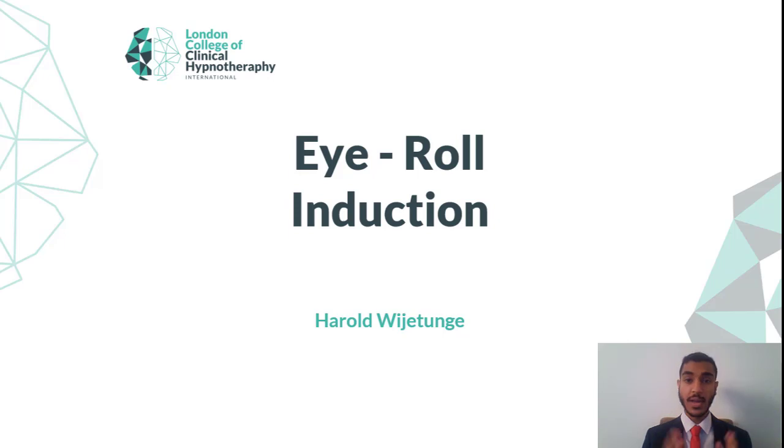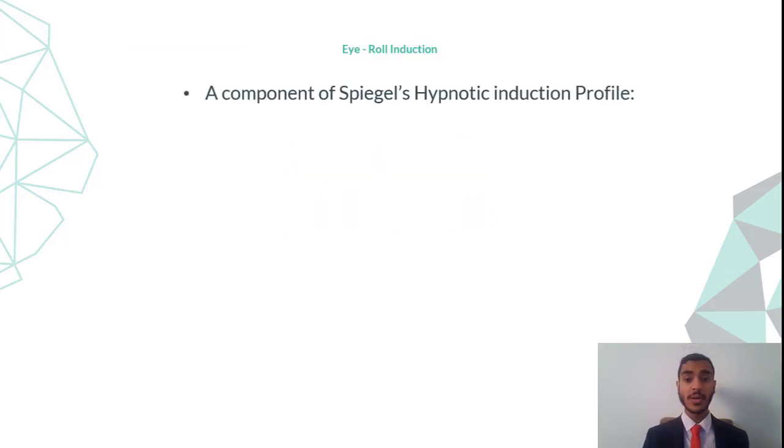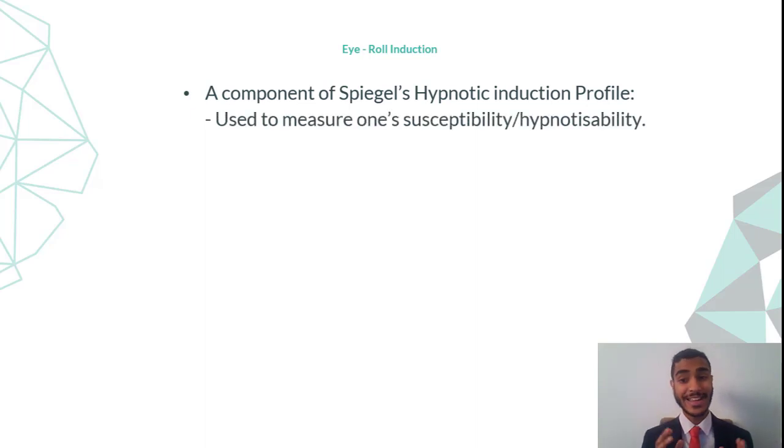in itself. And it is also a component of what we call Spiegel's Hypnotic Induction Profile, which is essentially used to measure one's susceptibility or hypnotizability. And it was an approach that was created by David and Herbert Spiegel as a form of measurement which can be used to assess one's susceptibility to being hypnotized.